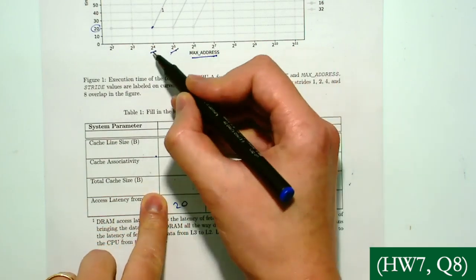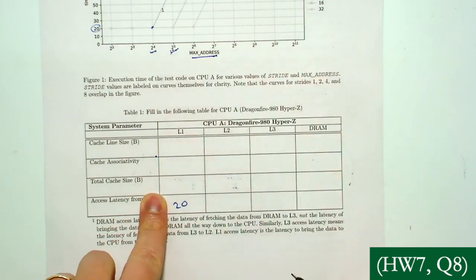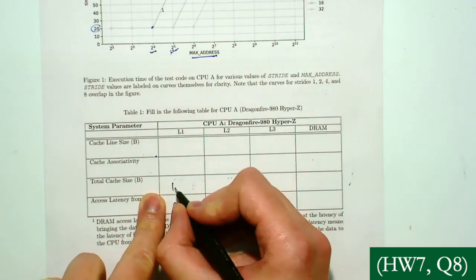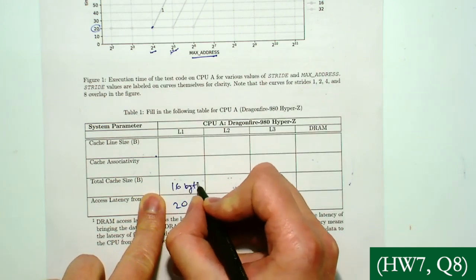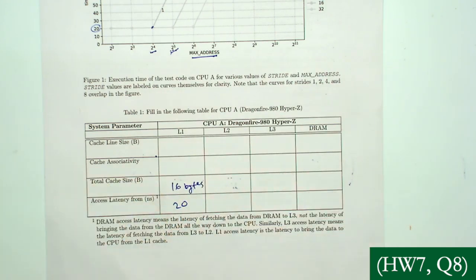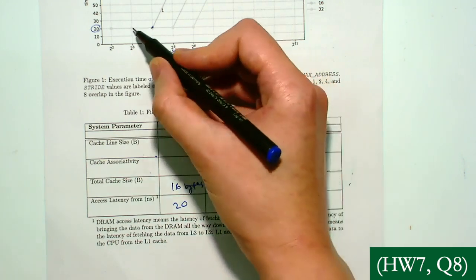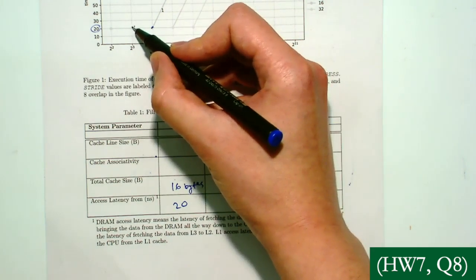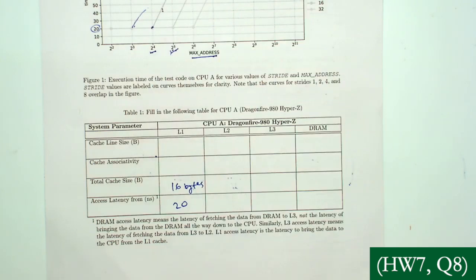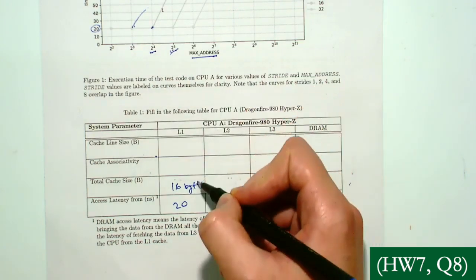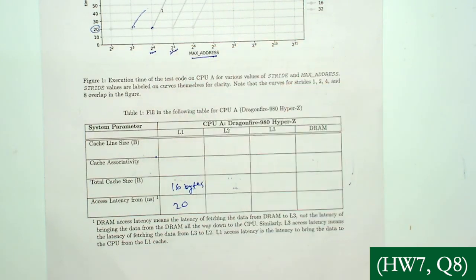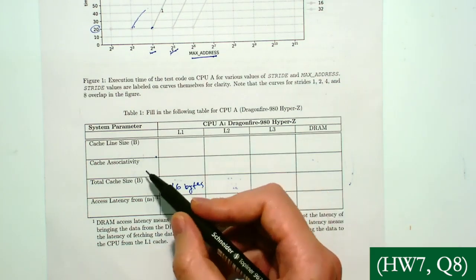And then total cache size. As I said, you can determine it based on those 2 points, right? So it has to be 16 bytes. If it was smaller than 16 bytes, then the curve would have looked something like this. So you will have some change in here. Or if it was larger, you can fit more data.